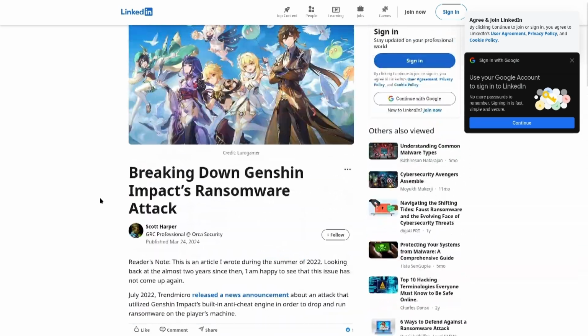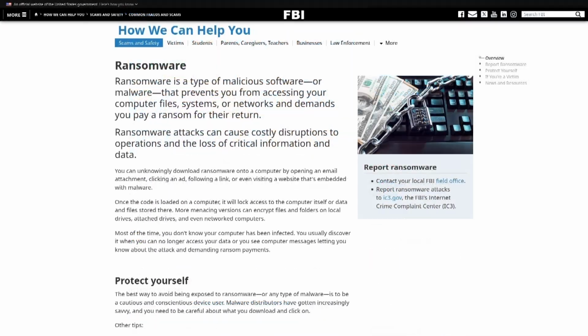For those who don't know, ransomware is basically a type of virus that holds your computer hostage. It doesn't let you access your computer. It locks down all your files until you pay X amount of money. And a lot of times, people who were dumb enough to actually pay that money don't get their files back anyway. So yeah.